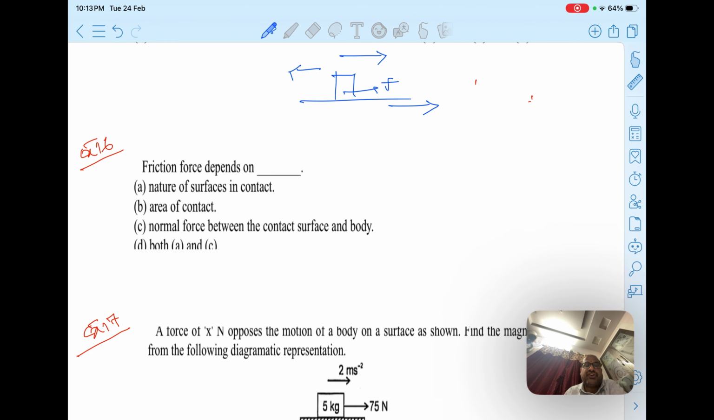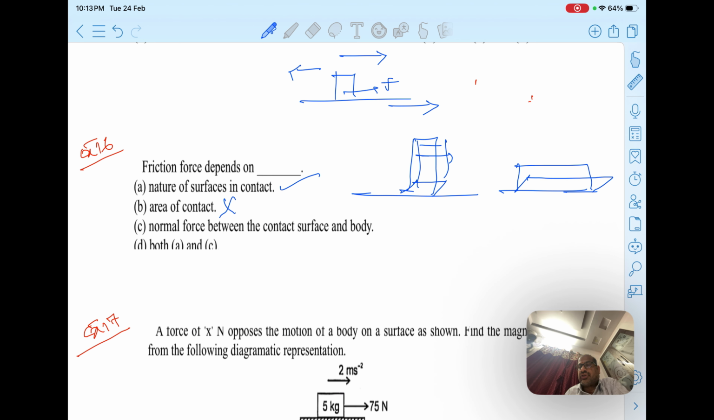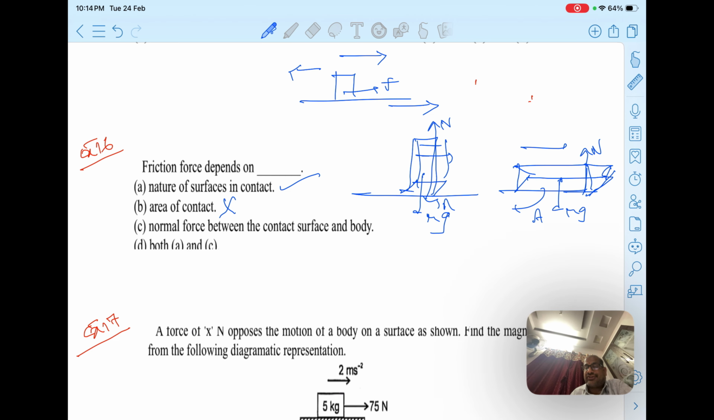Friction depends on the nature of surfaces in contact. That is true. What about area of contact? No, it depends only on normal reaction. If you consider, for example, an object like this, and make the object lie on a surface, the dimensions are changed here and the area of contact is changed. Here a large area is in contact. If you make the same object lie this way, this area is larger than this area, but here the pressing force is mg, so normal reaction is upward. Here also the pressing force is mg, normal reaction is upward. The normal reaction is not changing, but the area of contact is different here.